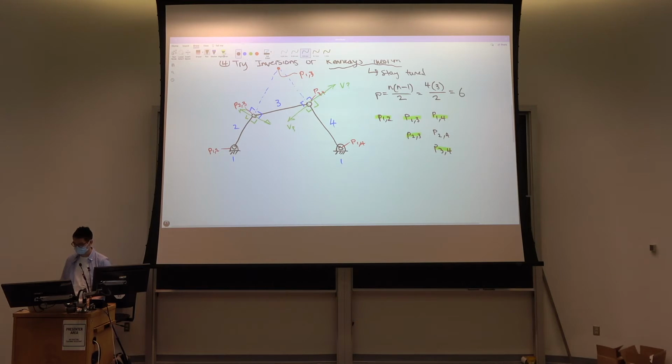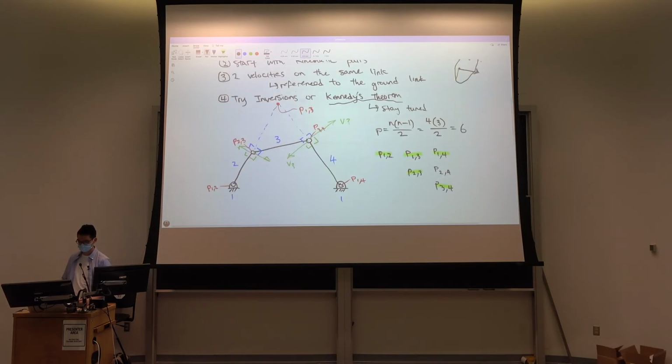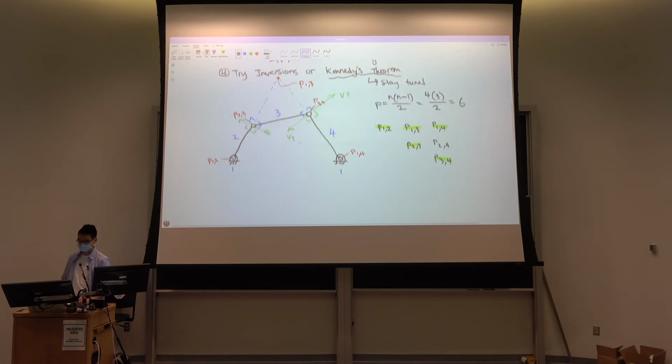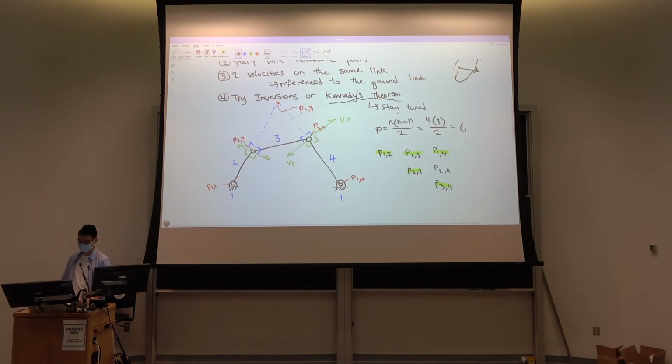Okay, so now the last one we're chasing down is P24. So the instance center between links 2 and 4 is kind of tricky, right? Because none of the links involved are ground links. And there's no kinematic pair between them either. So in this case, let's try inversions, okay? And we can't use the 2 velocity method either, because we don't really know how the velocity of the points on one link look relative to the other link. It's a bit hard to visualize that.